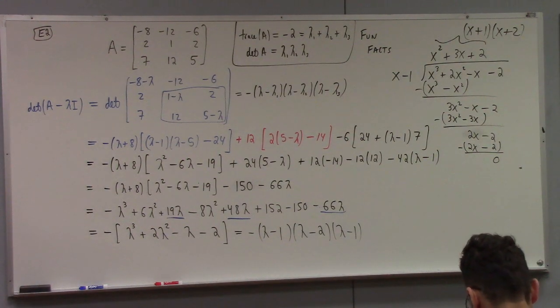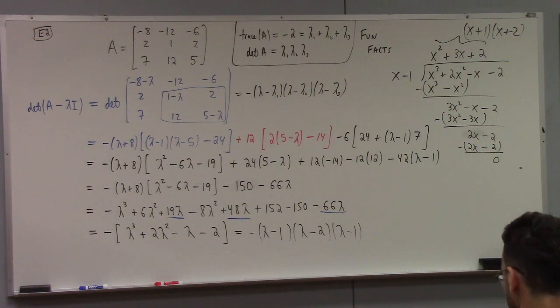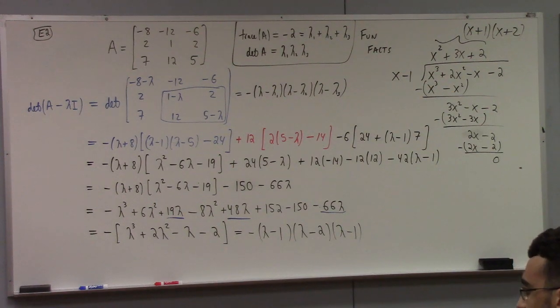Let me double check right quick with the eigenvector calculator. Can you guys read the matrix out to me? -8, -12, -6, 2, 1, 2, 7, 12, 5.